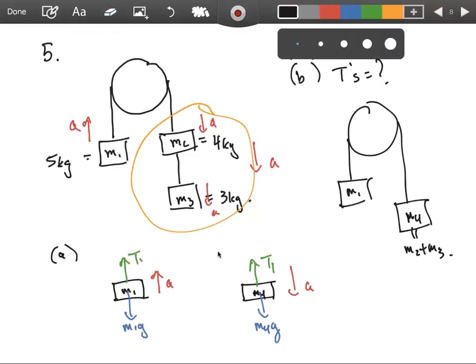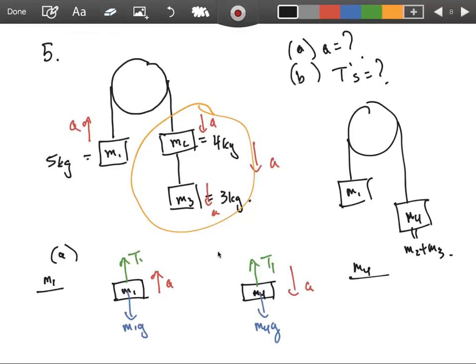So from here, I would do the same thing. I would then write Newton's second law for each one of these two different masses. In this case, I'm going to choose for M1 the positive y direction to be pointing upward, because that's the direction of the acceleration. And I'm going to choose my positive y to be downward on M4, because that's the direction of my acceleration. So good. Let's start off with M1.